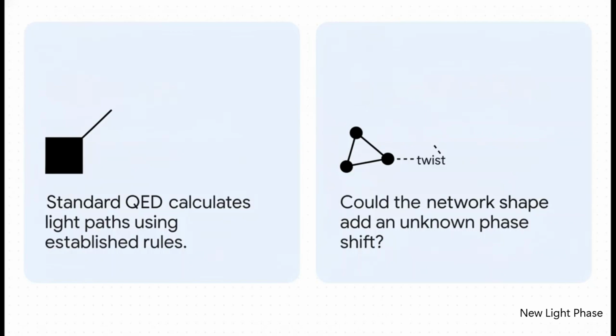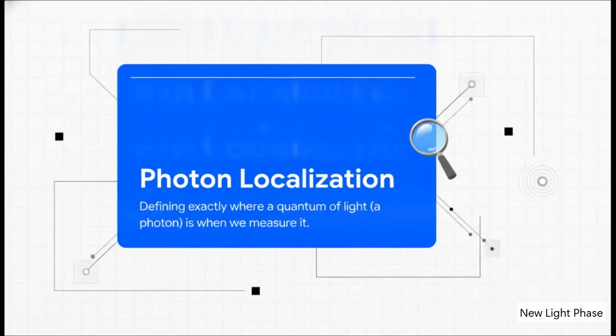But there might be a missing piece. Even with all our amazing cutting-edge optical technology, could the specific shape of the path light takes, what physicists call an interaction network, actually add an unknown shift or twist to the light? And to be clear, this isn't about the material the light passes through, it's about the actual physical geometry of the path itself.